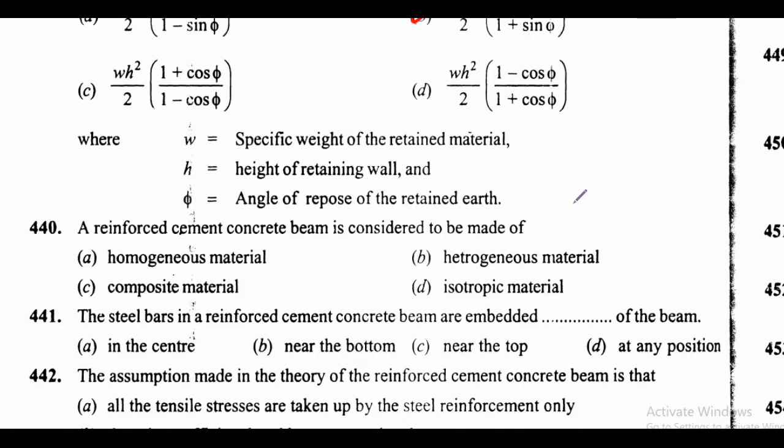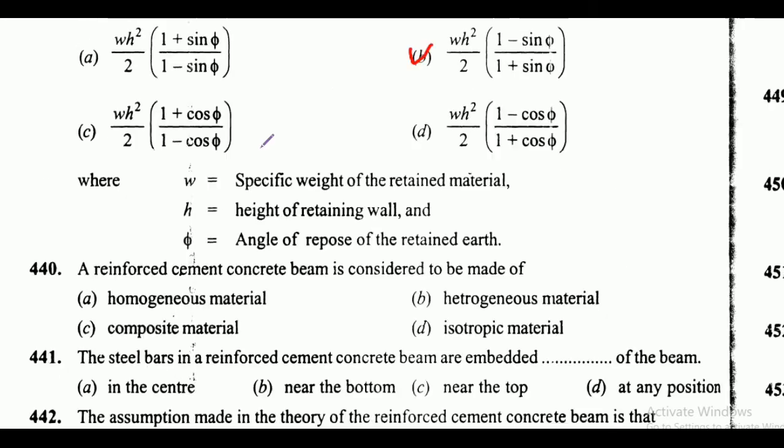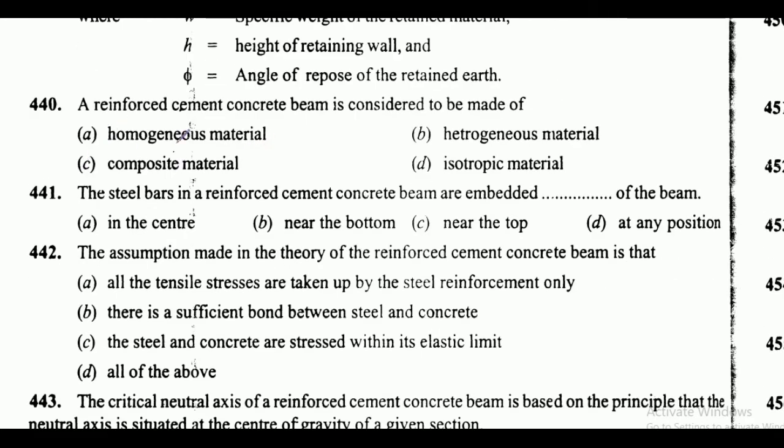Next is question 440. Here a reinforced cement concrete beam is considered to be made of, here friends, these are the options, and here the correct answer is option B, that is heterogeneous material.